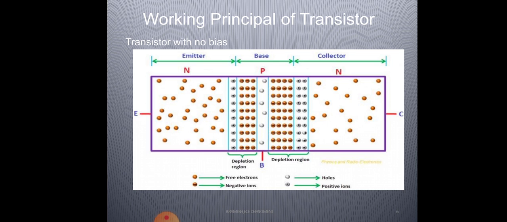When you see the base region, very few holes are present in the base region, and at the junction there are negative ions and positive ions. There is no mobility, so generally that junction voltage is 0.7 volts. After that 0.7 volts, the charge carriers move from the emitter region to the base region when you apply the suitable bias.